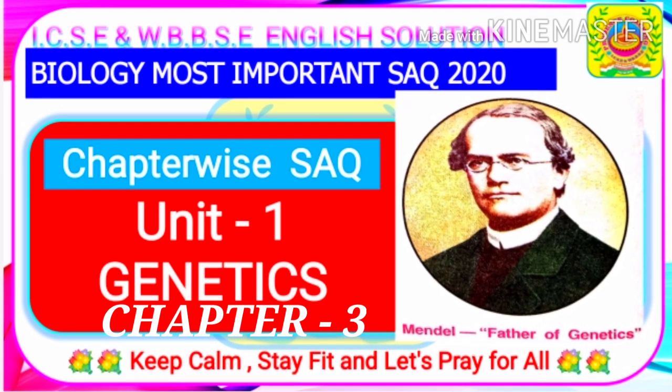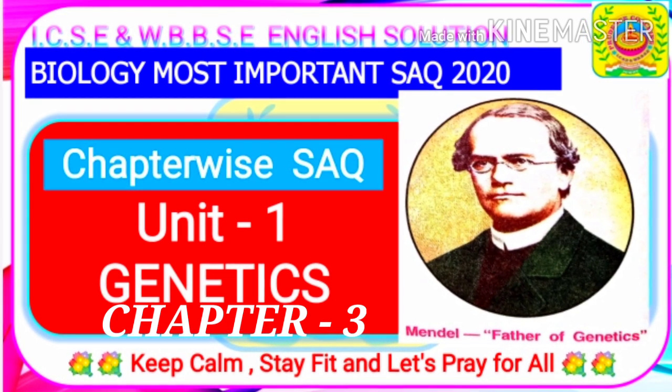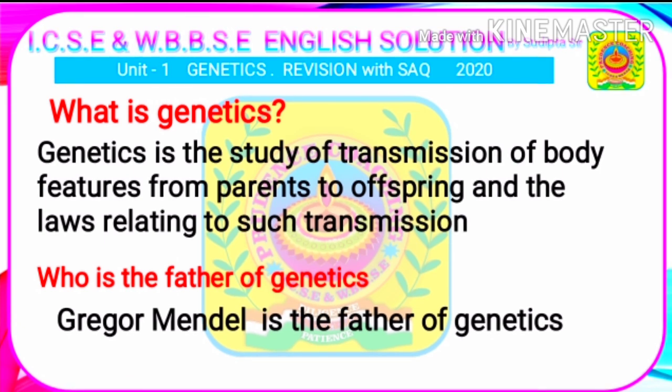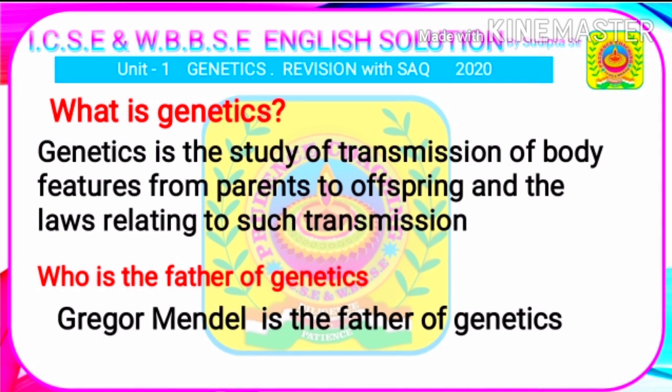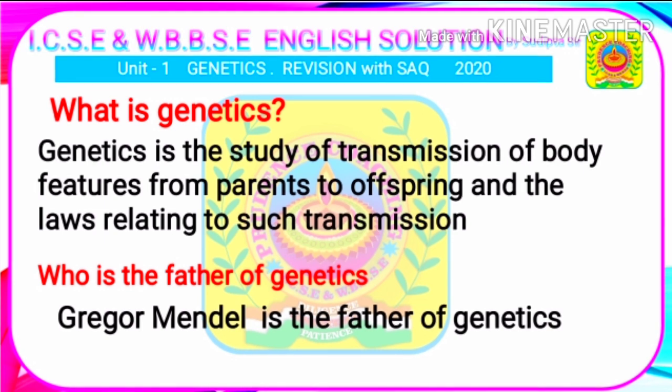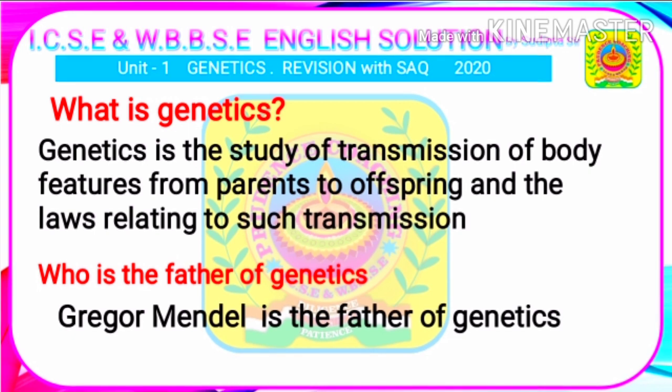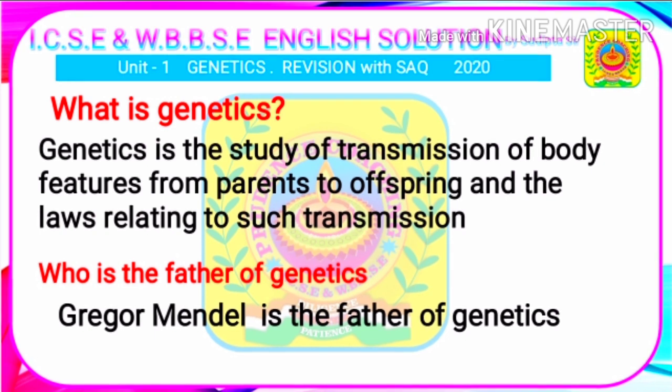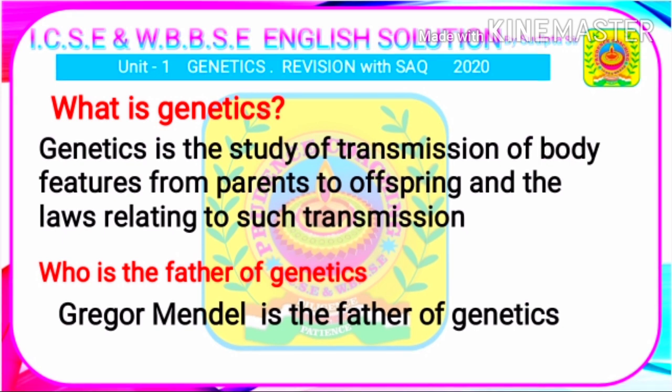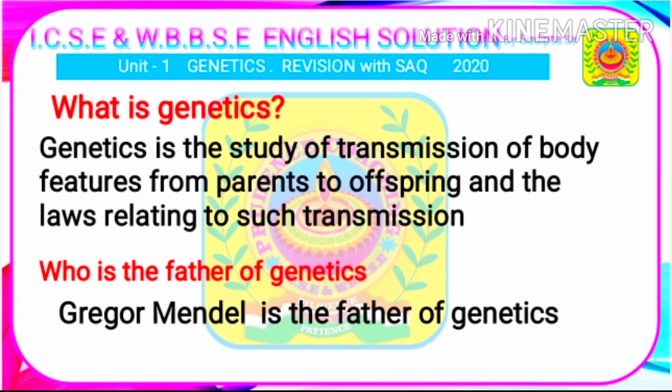Students, today we will learn about the third chapter, genetics. What is genetics? Genetics is the study of transmission of body features from parents to offspring and the laws relating to such transmission. That means in genetics, the characteristics are being transferred from parents to their children and to the offspring, and this law is related to genetics. The next question, who is the father of genetics?